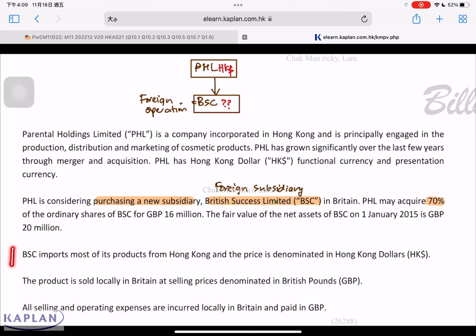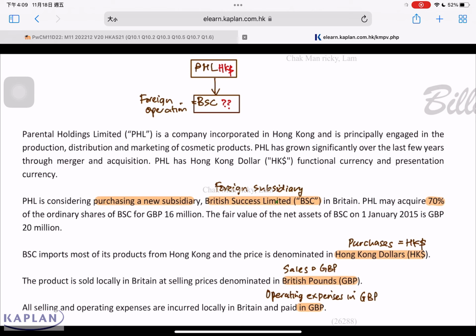BSC imports most of its products from Hong Kong at a price denominated in Hong Kong dollar. The purchases in Hong Kong dollar indicate the functional currency may be Hong Kong dollar. But we have to consider not just one factor, you have to consider a few factors collectively to decide the functional currency. The first group of factors you must consider is the primary factors, the sales and the operating cost. Part of the operating cost is in Hong Kong dollar. The products are sold locally at a selling price denominated in British pound. The sales are mainly in British pound. All selling and operating expenses are incurred locally in British pound.